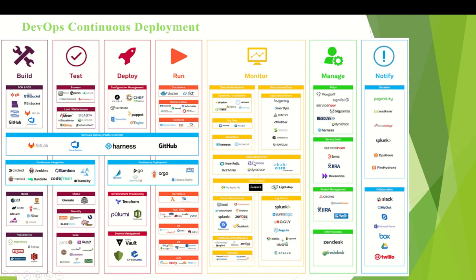So this is another chart which I took. Same thing: build, test, deploy, run, monitor, manage, and notify. Notify is like anything goes wrong, that will be notified. These are the same as whatever we showed in the previous presentation, but it's a little bit more elaborated here. You can see here these are the tools we use. I just took it as it looked very nice.